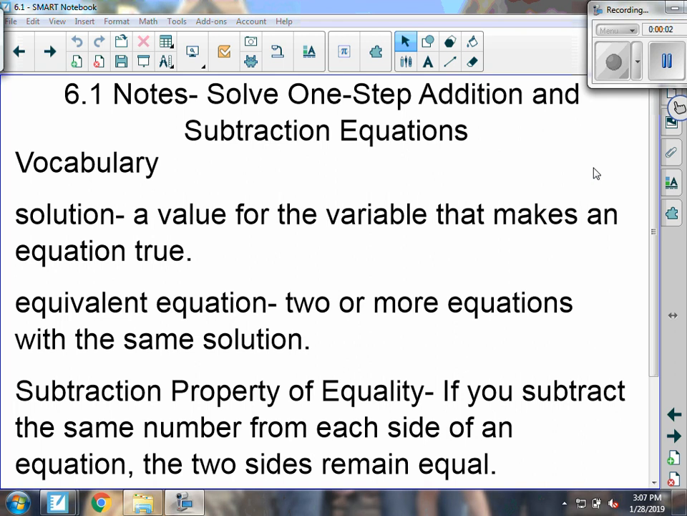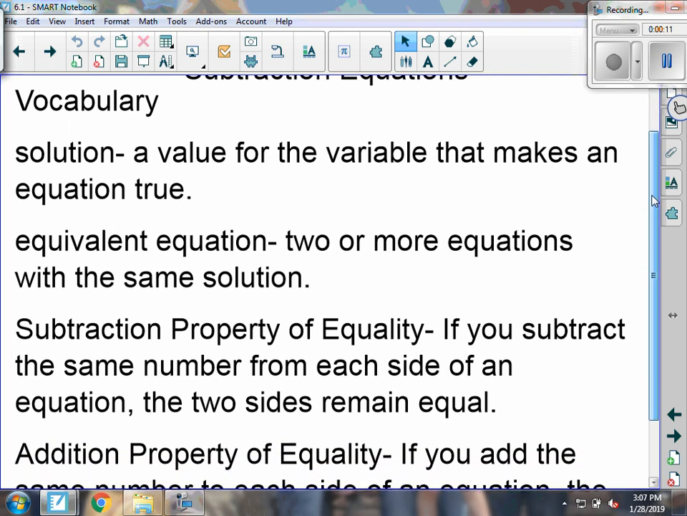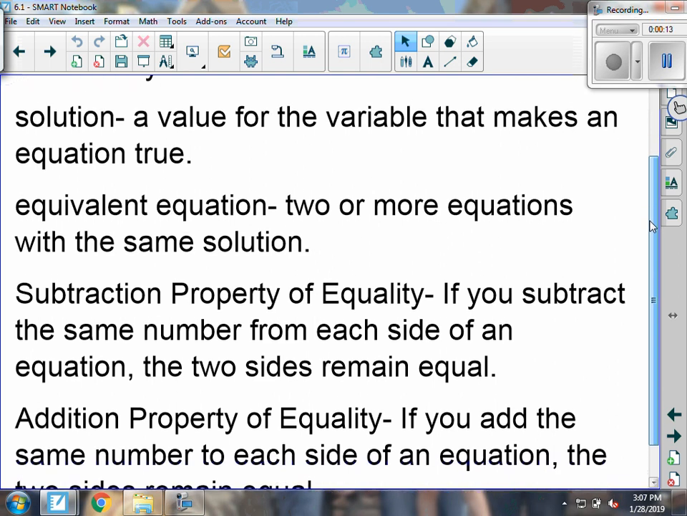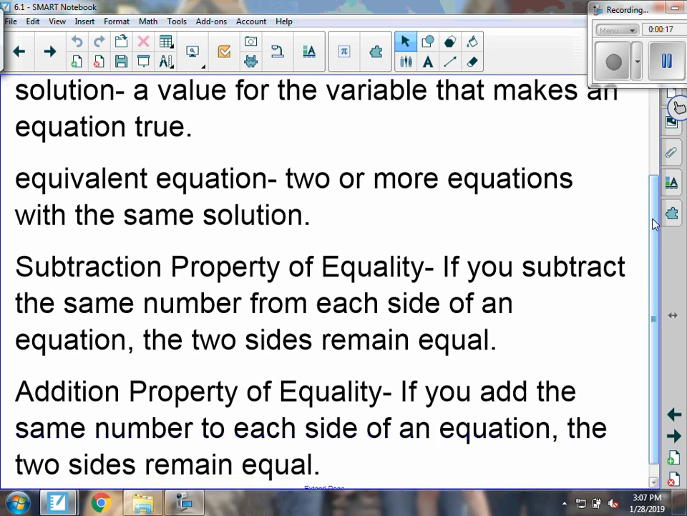Okay, today we're going to cover 6.1, solve one-step addition and subtraction equations. So here's our vocabulary. We have solution, equivalent equation, subtraction property of equality, and addition property of equality. So go ahead and pause this and take a moment to copy those down, please.